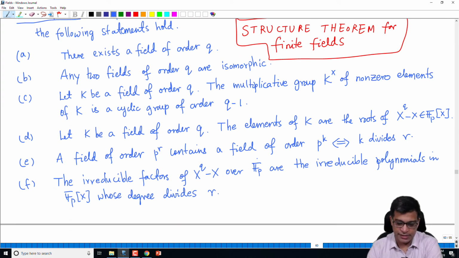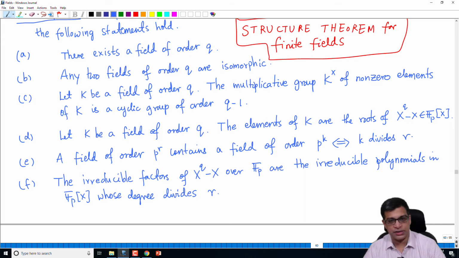The fourth statement says that if you have a field of order Q, the elements of K are actually roots of this particular polynomial x power Q minus x. Every element satisfies that. And a field of order P power R contains a field of order P power K if and only if K divides R. And finally it also tells us that the irreducible factors of this are exactly those irreducible polynomials whose degree divides R.